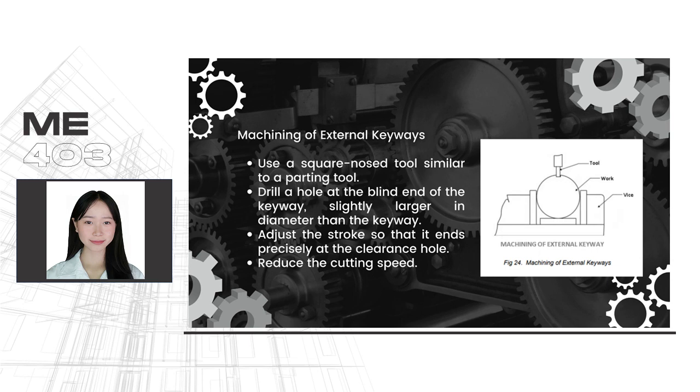Machining of external keyways. First, use a square nose tool similar to a parting tool. Second, drill a hole at the blind end of the keyway, slightly larger in diameter than the keyway. Third, adjust the stroke so that it ends precisely at the clearance hole. Fourth, reduce the cutting speed.